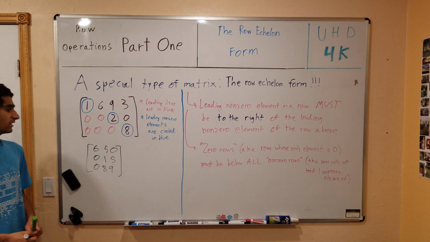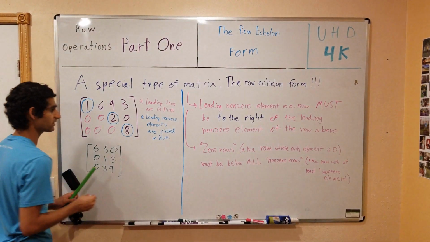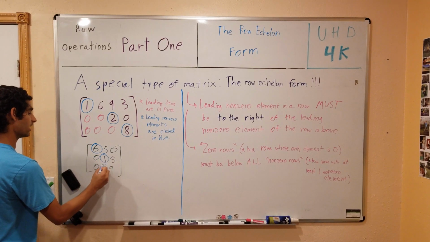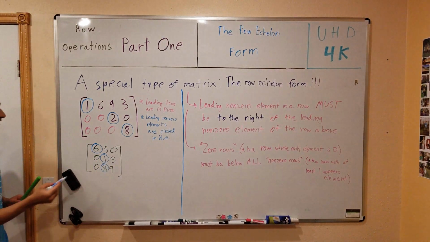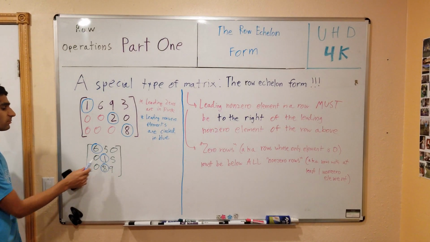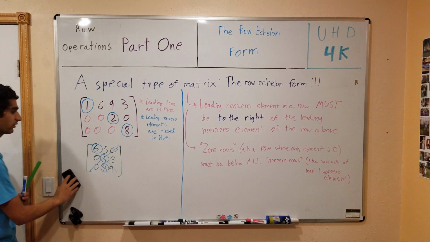This matrix is not in row echelon form. I will circle the leading entries: 6, 1, 8. This 8 is not to the right of 1. It's directly underneath 1. So this matrix is not in row echelon form.